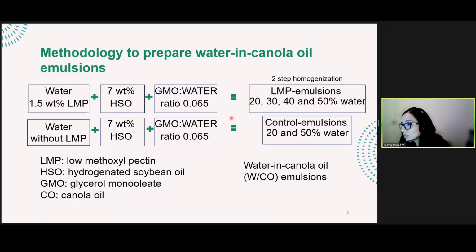LMP emulsions were developed at 4 different levels of water: 20, 30, 40, and 50%. And control emulsions had the same ingredients without LMP. Control emulsions contain 2 levels of water, 20 and 50%, and all the emulsions were prepared with 2 steps of homogenization. First, the rotor-stator, and second, the high pressure homogenizer. So now let's see the results.